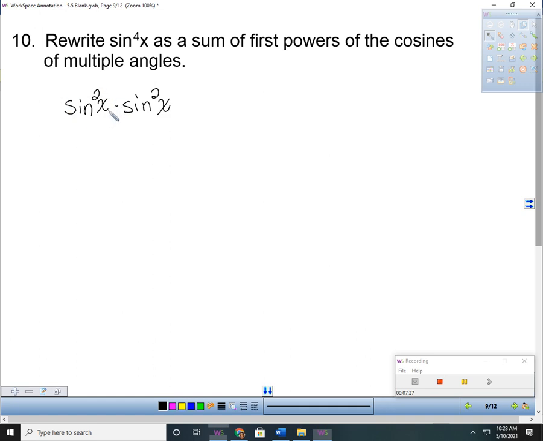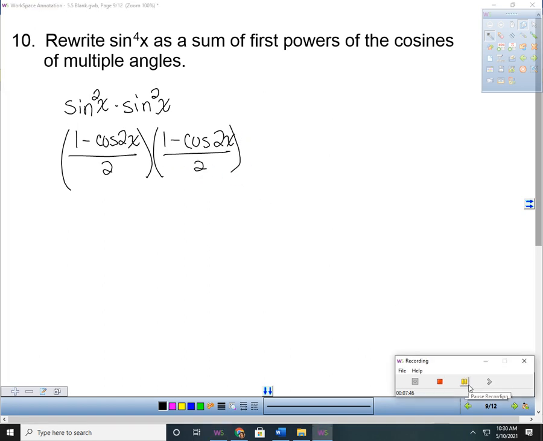So I'm going to take that sine squared x and replace it with the (1 minus cosine 2x) over 2. And same thing with this one, (1 minus cosine 2x) over 2. From here, it's just a matter of simplifying and rewriting until we get to all cosines to the first power. All right, so we have to multiply these two together.